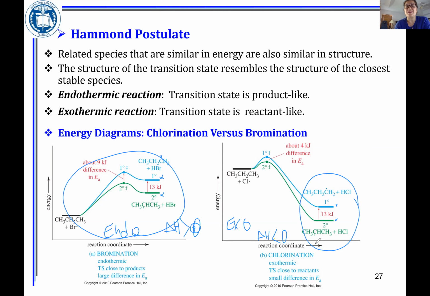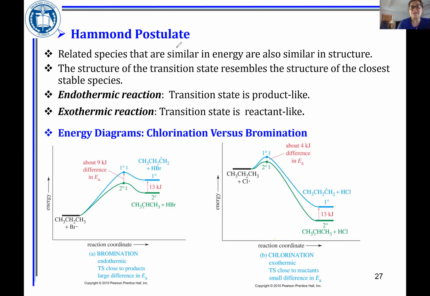The transition state for the secondary is going to be lower than for the primary, and the energy of the secondary free radical is lower than the primary. These are things you have seen before and can predict. Something new I want to bring to your attention is that the transition state in chlorination is right here, very close to the reactant, but the transition state for bromination is very close to the product side.